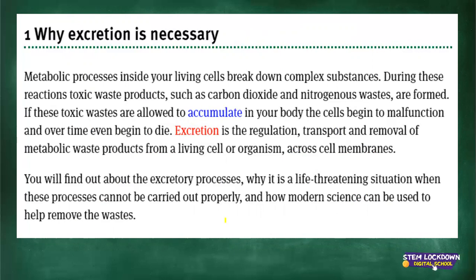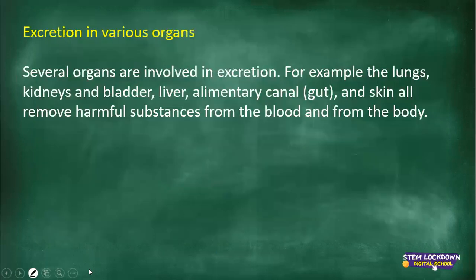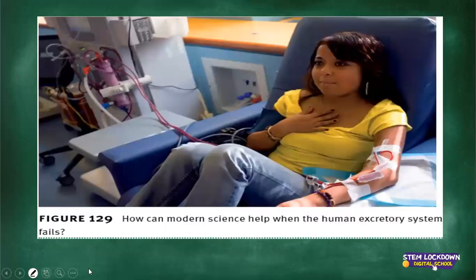You will find out about the excretory processes, why it is a life-threatening situation when these processes cannot be carried out properly, and how modern science can be used to help remove the waste. So this is an interesting topic that we'll cover this week. Yeah, I enjoyed this one a lot. How can modern day science help when the human excretory system fails? An example would be what we discussed, kidney dialysis, where you are assisted by machines to enable you to excrete waste. So that is it for today.